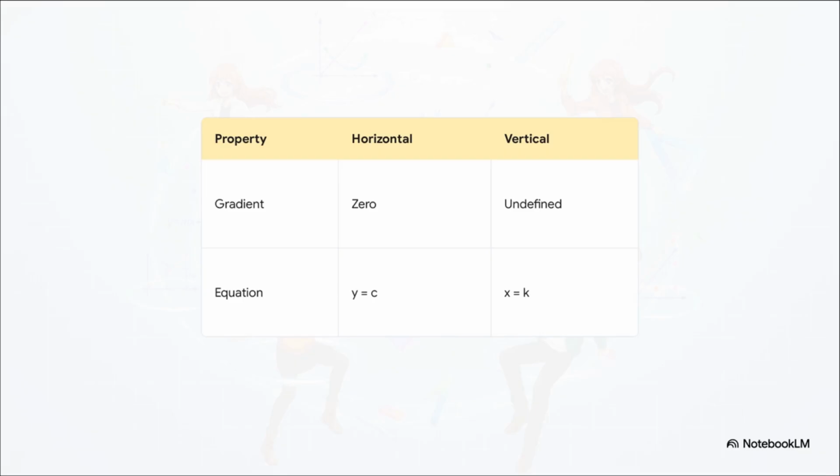On the flip side, vertical lines have an undefined gradient. Why? Because calculating it would require division by a run of 0, which breaks math. Dropping straight down without moving left or right means their equation is simply x equals k. So a vertical drop through the points 5, 2 and 5, 10 is literally just the equation x equals 5.